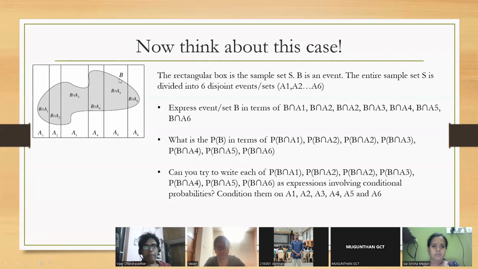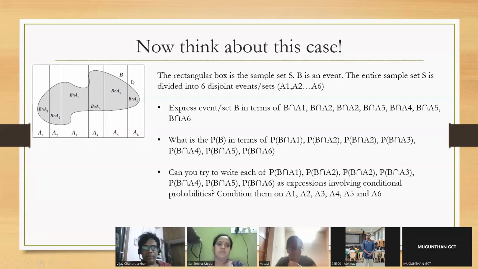Now, can we say the set B, or the event B, is a union of B intersection A1, B intersection A2, B intersection A3, B intersection A4, B intersection A5, and B intersection A6? Can we say that? We can, right? Why? It's evident these are disjoint. So yes, we can comfortably say that B is the union of all these sets. All right.